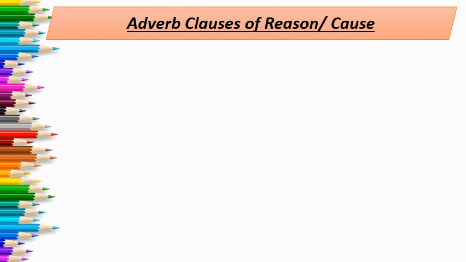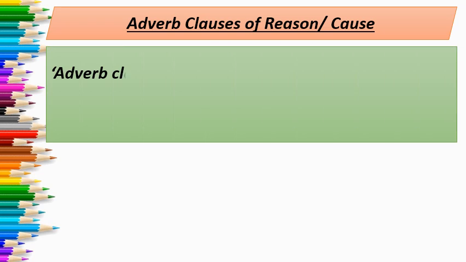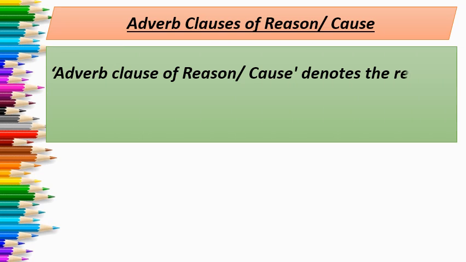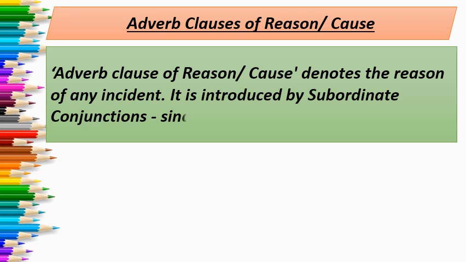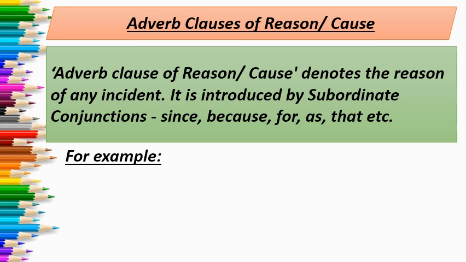Now let us see another kind, that is adverb clauses of reason or cause. An adverb clause of reason or cause denotes the reason of any incident. It is introduced by subordinating conjunctions like since, because, for, as, that, etc. To clarify it, let us see some examples.